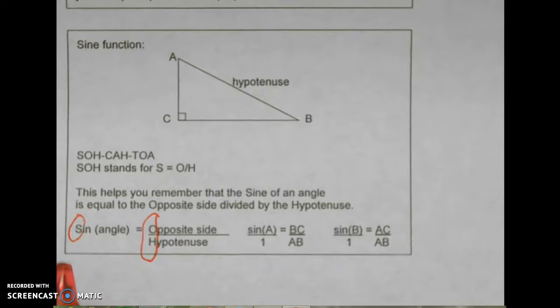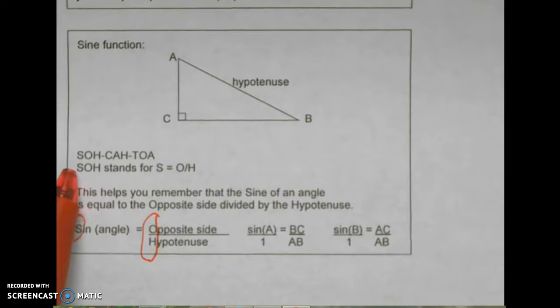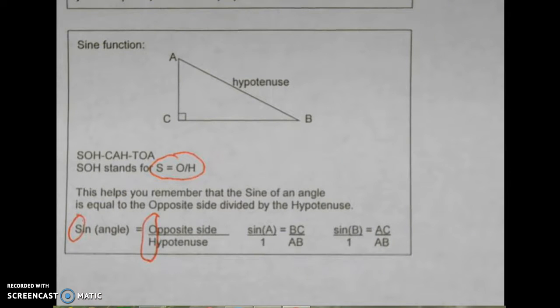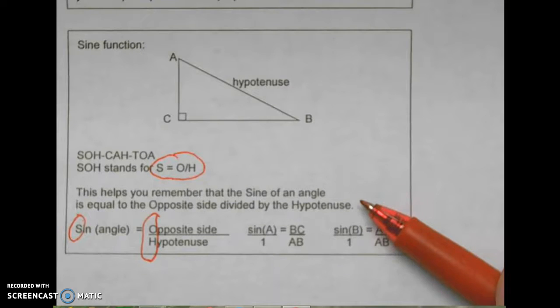The first function we come to is the sine function. So if I have a right triangle and I'm thinking about that SOHCAHTOA, the SOH part stands for S equals O divided by H. What does that mean? It means that the sine of my angle is equal to the opposite side over the hypotenuse, SOH. So that always helps me remember that the sine of an angle is the opposite side divided by the hypotenuse.